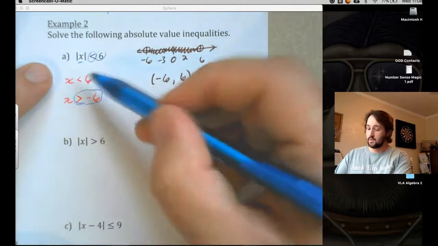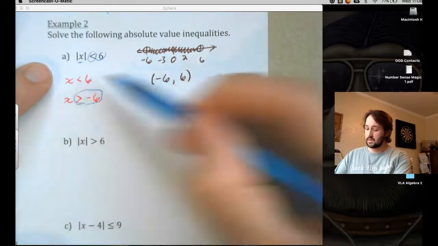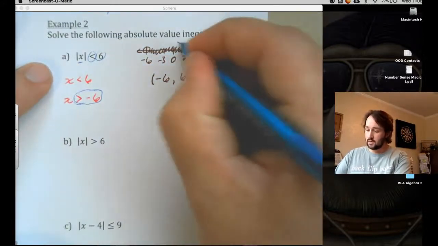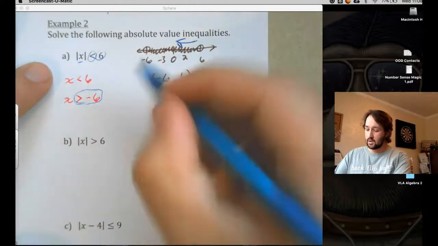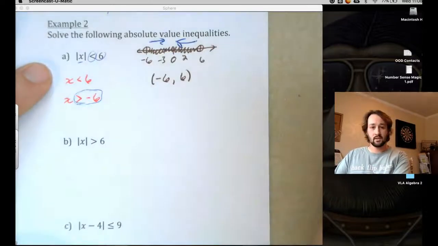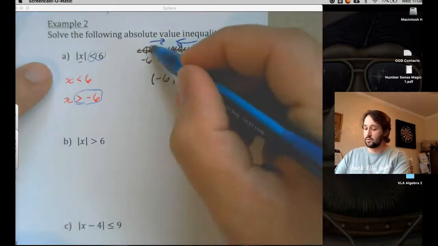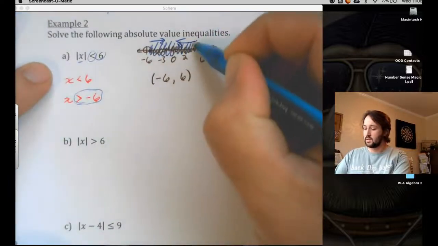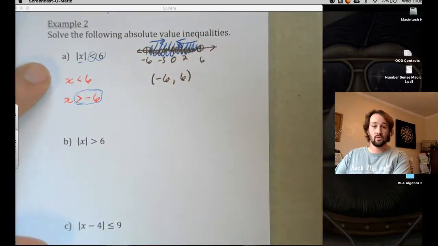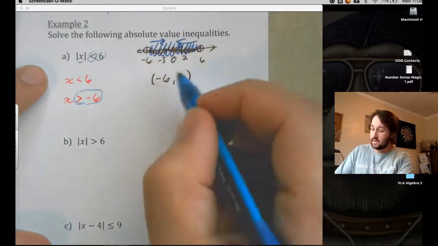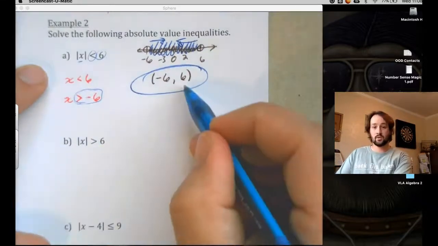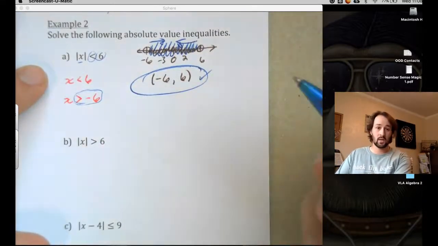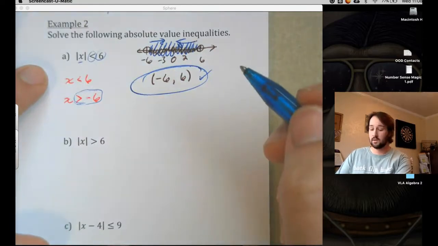So x was less than 6, so I can see it going less than 6. It was greater than negative 6, so greater than negative 6. So it's going that direction. Since they are going towards each other, it's the part in the middle of those. It's both of those things together. So we would say this is our solution. This is the part that I'm really going to be looking for. That's what Apex is looking for. This is a solution right there.